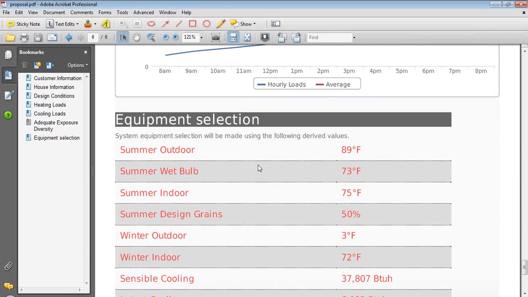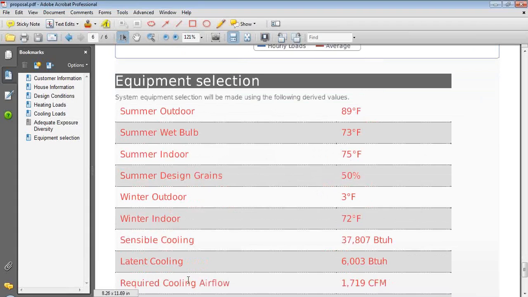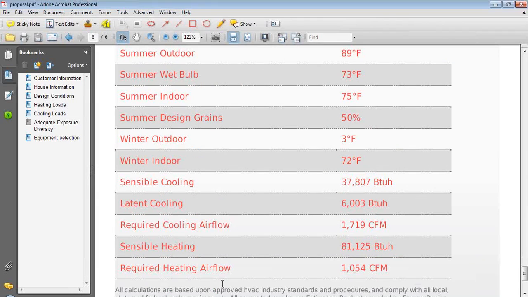Manual S calculations, which are also required by Energy Code. So Manual J is the load calculation. Manual S is the equipment sizing rules that are required. Both of these are ACCA manuals. So these are my Manual J outputs that I would need to use for my Manual S equipment selections. So I have to go find a piece of equipment that can do these airflows. So 1,700 CFM of cooling with 37,000 sensible, 6,000 latent, and then also find a furnace or a fan coil that can do 81,000 sensible heating at 1,054 CFM. So I've got to go find a piece of equipment that does all of these things.